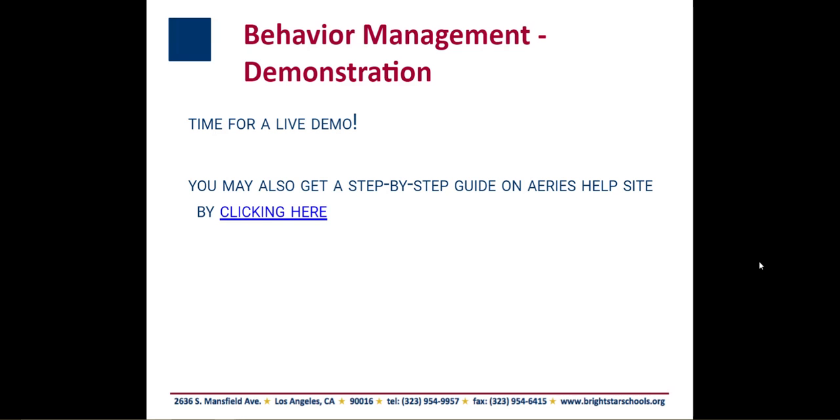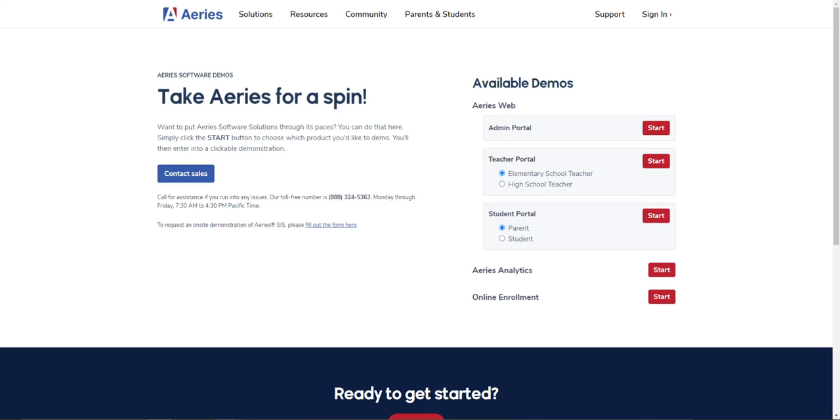So now I'm going to take you through a demonstration. I'm going to use an ARIES demo site to show you, to protect student privacy. If you need to, you can click into this link and it'll take you to a guide that talks you through step-by-step how to do what I'm going to show you. So I'm going to go into the demo site now.